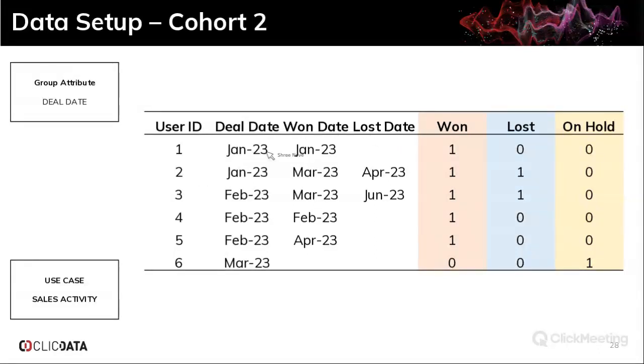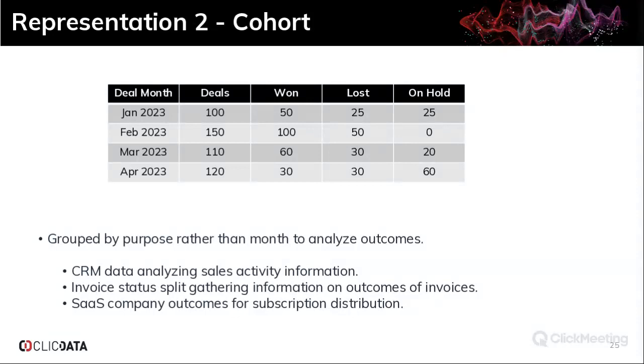Once I have the data structured or transformed in this way, I can easily go ahead and use my deal date as my first column and the deal ID as my second column to get a count of deals. And I already have 3 separate columns created for each of my statuses, and I can just do a sum of each of those statuses. And I have a cohort representation of what's happening with my deals in a particular month.